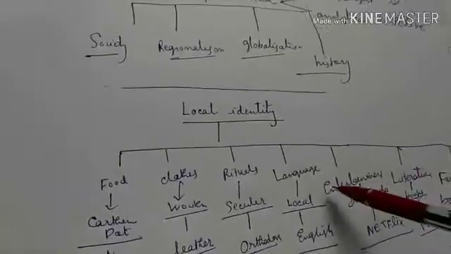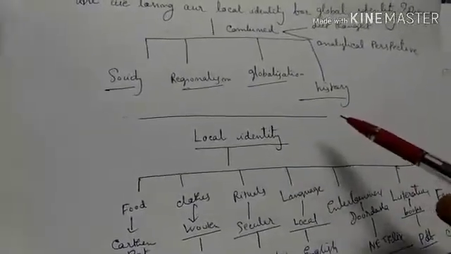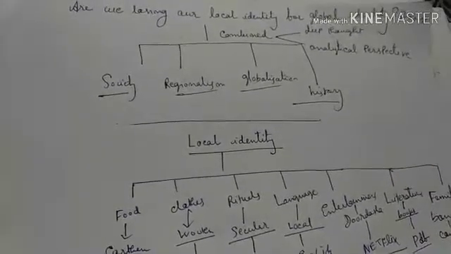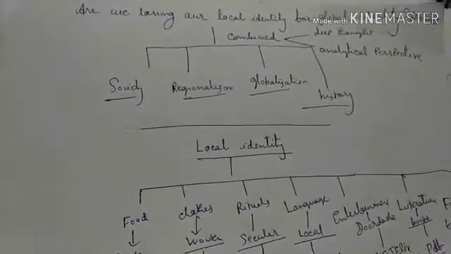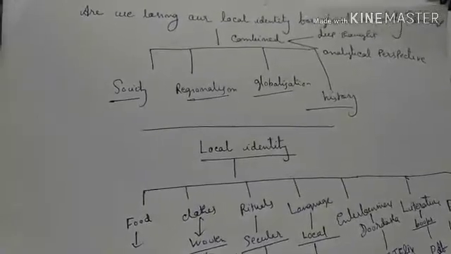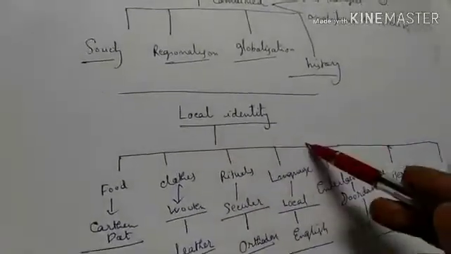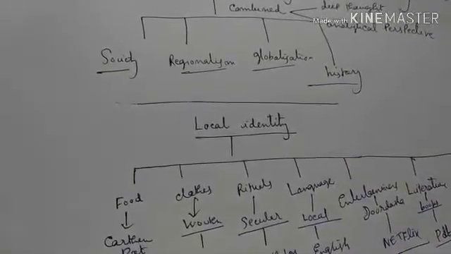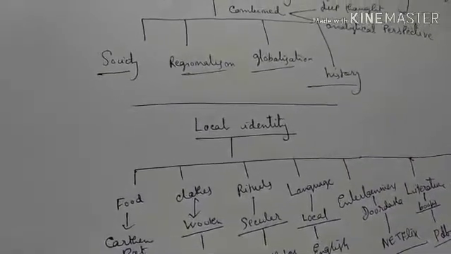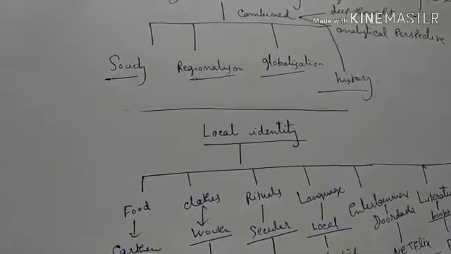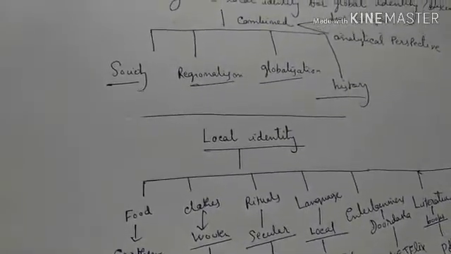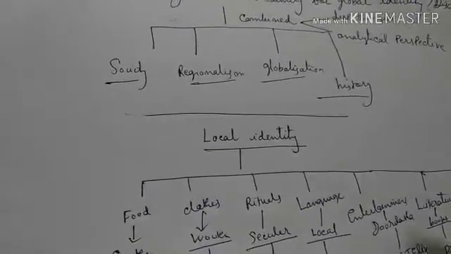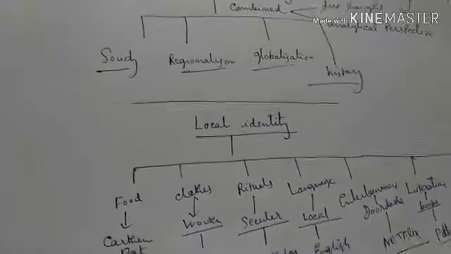So first we have to think: are we losing our local identity for global identity? That means, what are the threats posed by globalization to the local elements in India? And when we say local identity, first we have to define identity. What do you mean by identity? Identity is that through which one person expresses himself, or on the background of which one person can be recognized. That is identity.